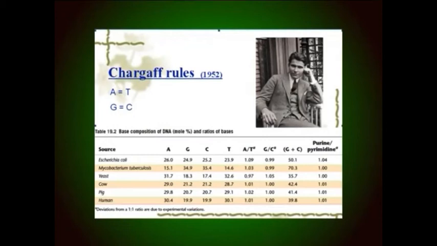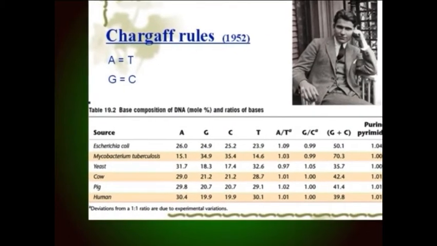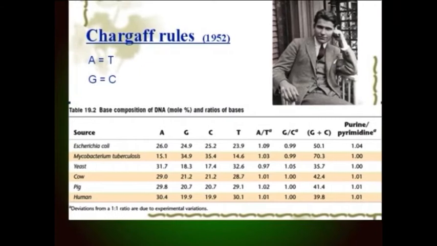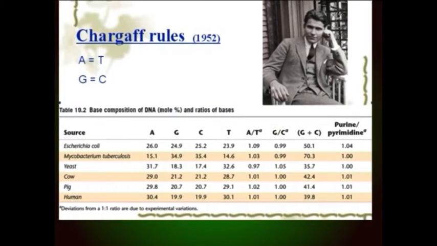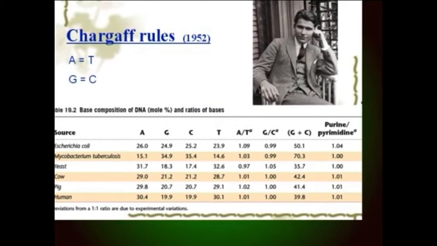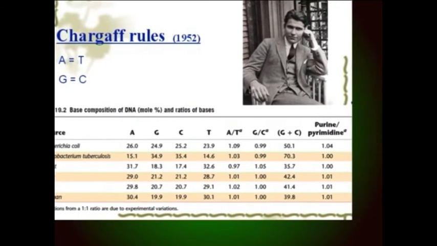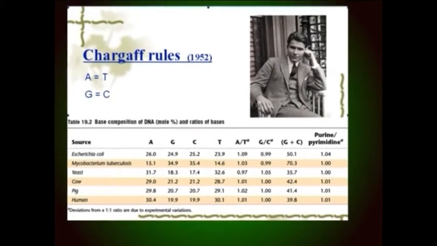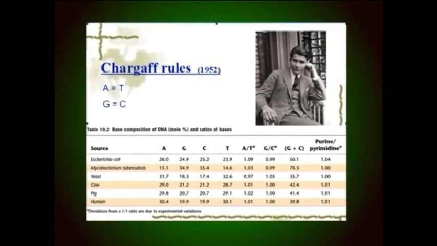In particular, he found that DNA in all organisms exhibited an important phenomenon, that is, the amount of purines was found to be equal to that of pyrimidines. In other words, adenine is equal to thymine, that is, the amount of adenine in any DNA sample is equal to the amount of thymine, and that of guanine is equal to cytosine, or A plus G equals C plus T.